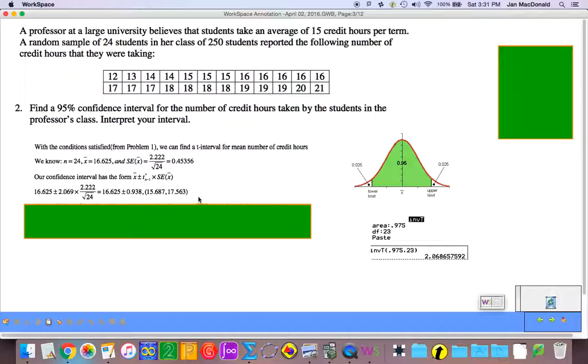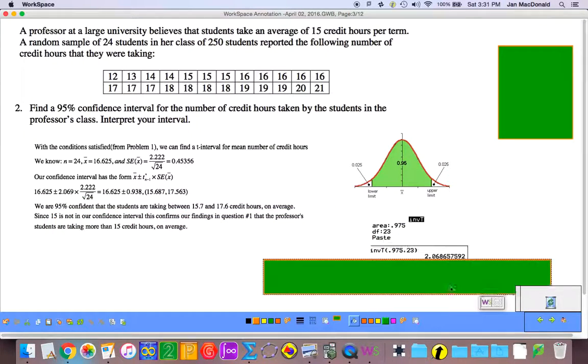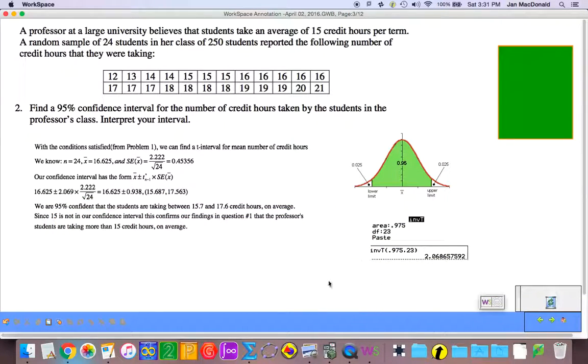Now we need to interpret our interval. We are 95% confident that the students are taking between 15.7 and 17.6 credit hours on average. Since 15 is not in our confidence interval, this confirms our findings in question 1 that the professor's students are taking more than 15 credit hours on average.